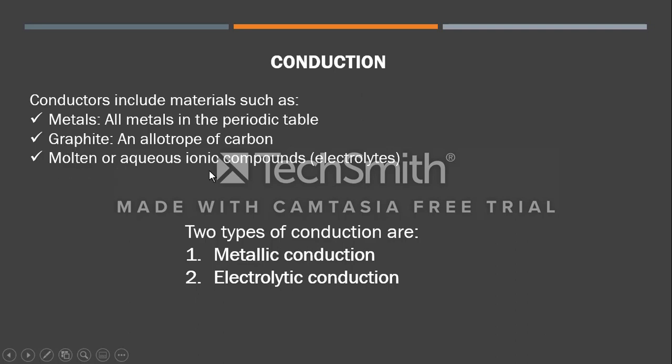Molten and aqueous compounds, ionic compounds, that is, contain moving ions, and it's the moving ions that are able to conduct electricity. So there are more than one type of material that can conduct electricity. Therefore, we classify conduction into two main types. These are called metallic conduction and electrolytic conduction.